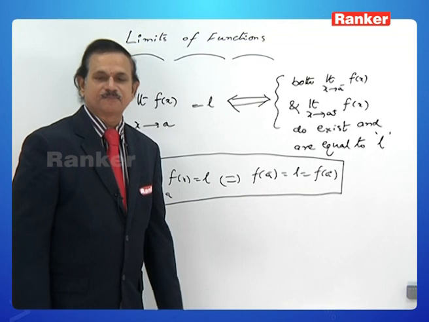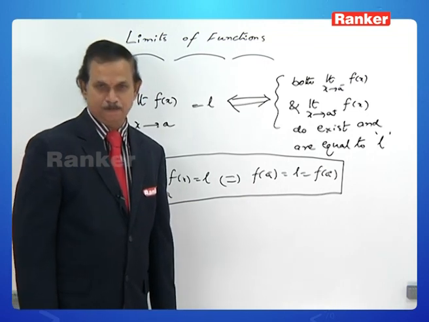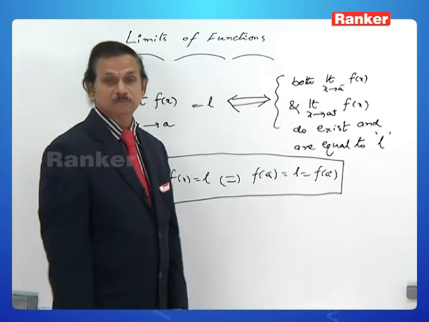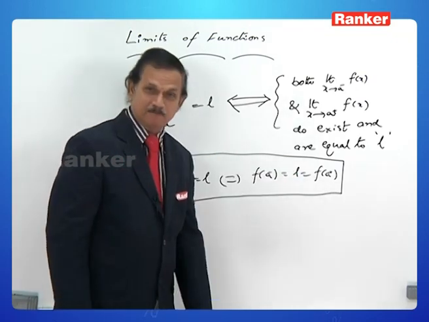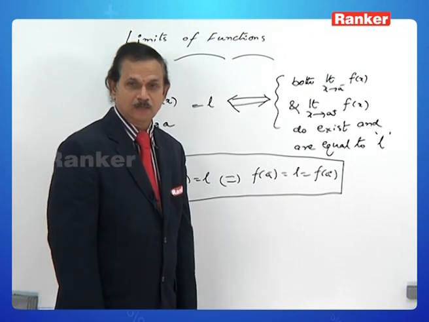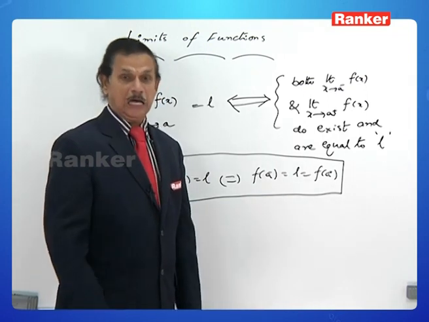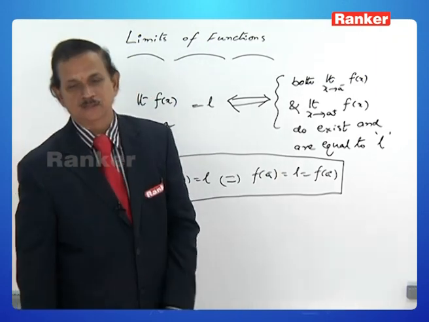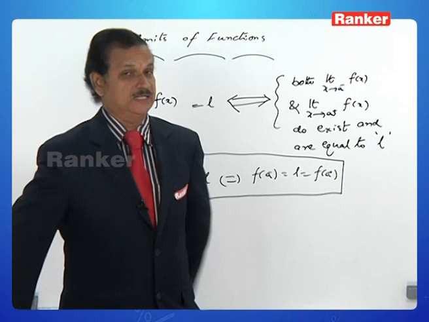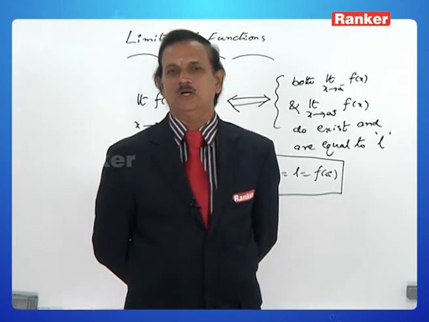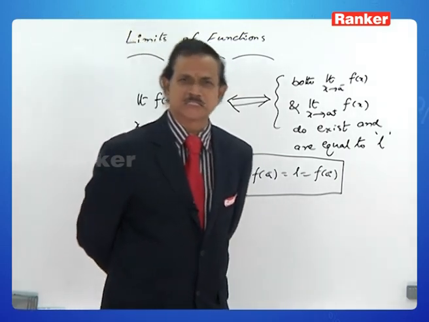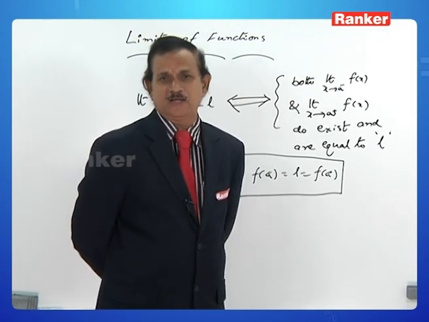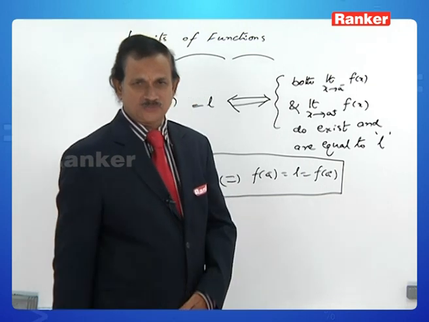This is the concept of existence of a limit. That is, either f of a from left or f of a plus, that is f of a from right, do not exist, or they do exist but are not equal to L. Then you say that the limit of f of x as x tends to a does not exist at all. There will be so many such functions whose limits do not exist, and we will come across them in due course of time.